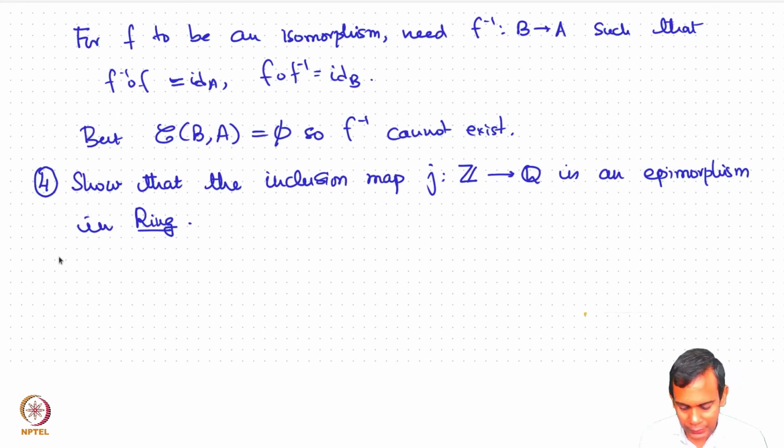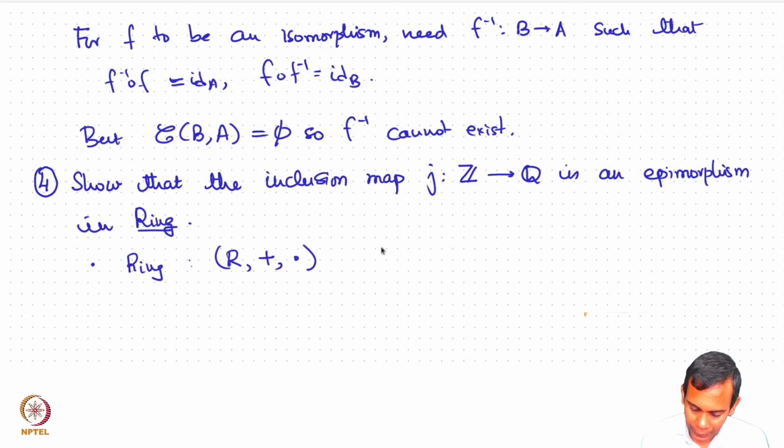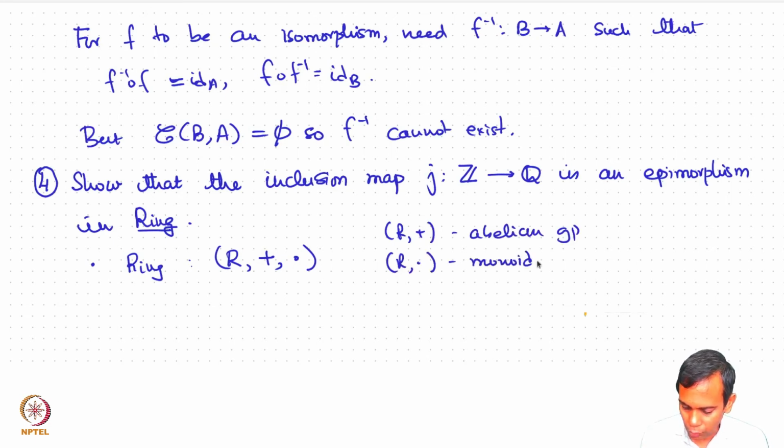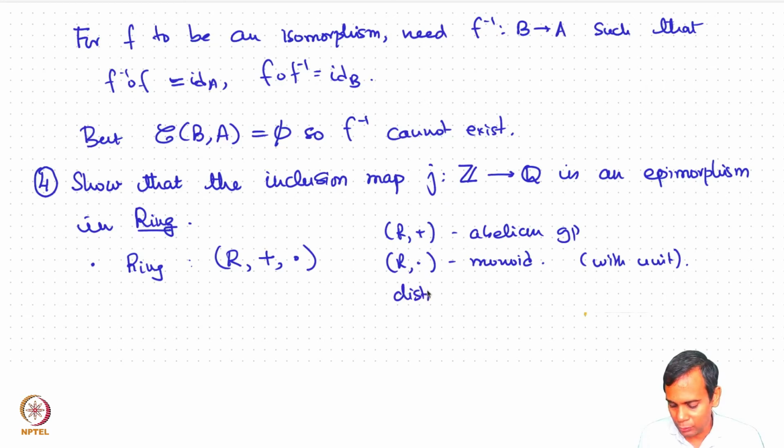Now, before solving this problem, let's just recall a few things about rings. Recall that a ring consists of two binary operations, addition and multiplication, and we have that a ring under addition is an abelian group, and a ring under multiplication is a monoid. In particular, we are assuming that rings have a multiplicative unit. So the identity of this monoid is the multiplicative unit. And then these two operations talk to each other via distributivity.